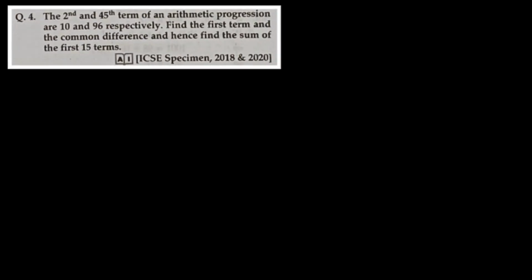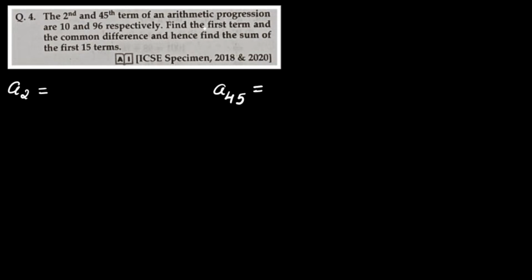Let's do the next question now. Next question, let's see first of all what is given to us and what we have to find. So the second and 45th term. The second term we write as A2 and the 45th term we write as A45.